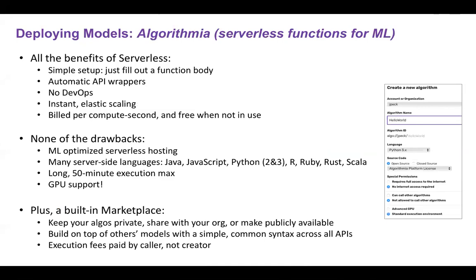Now, what we've done is we've taken that same serverless model and we've taken away a lot of those drawbacks. We've optimized it for machine learning. So we support Java, JavaScript, Node.js, Python 2 and Python 3, as well as R, Ruby, Rust, and Scala. So you can pretty much pick your language and throw it in there. We've got a 50-minute execution maximum. So if you are running a really big deep learning model, hey, you can run that for up to 50 minutes before returning a prediction. And we're going to keep that running for you. And most importantly, we've got GPU support. So now you can take those GPU-enabled TensorFlow models, you can throw them up there, and they're going to take advantage of all that great NVIDIA GPU acceleration.